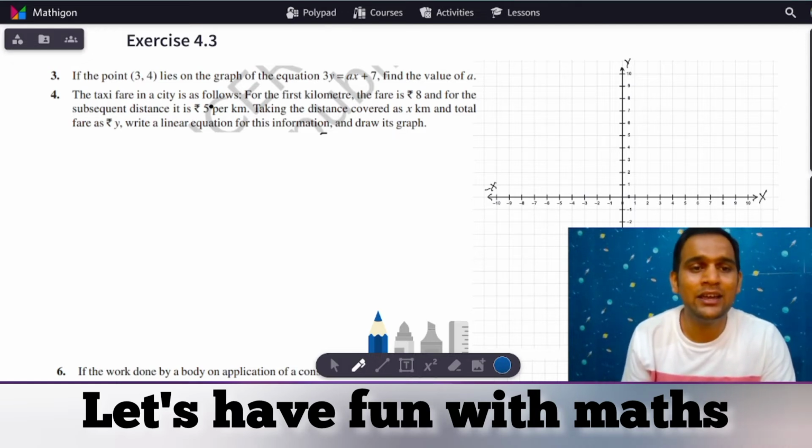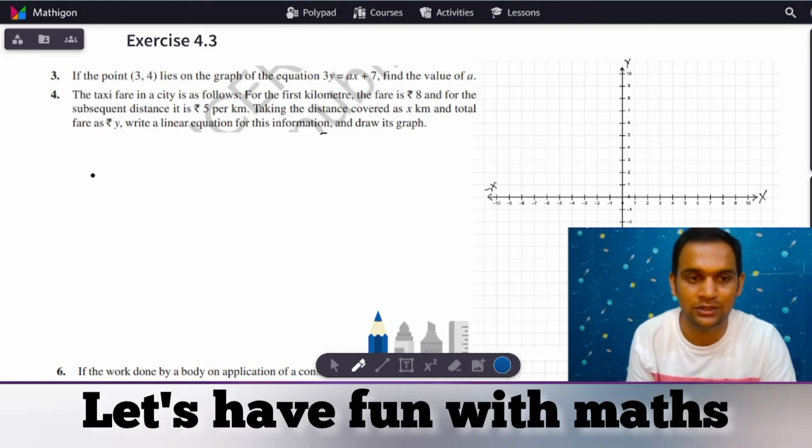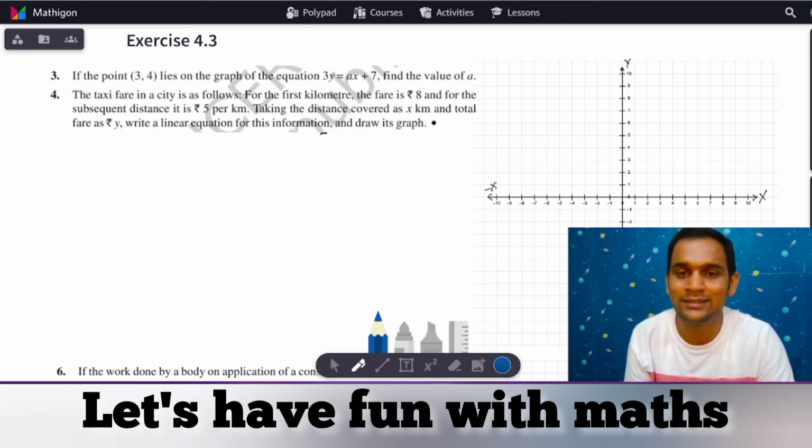So the taxi fare in a city is as follows. For the first kilometer, the fare is ₹8, and for the subsequent distance, it is ₹5 per kilometer. Taking the distance covered as x kilometers. So total distance is x kilometers. The total fare is y. So total fare is y.